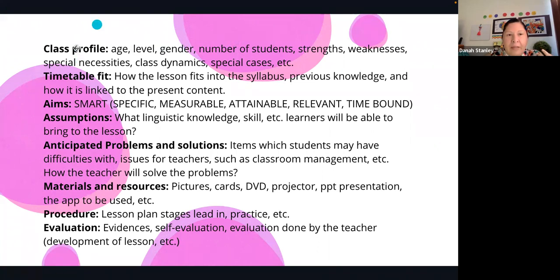So based on this, I am going to be able to choose and design proper activities for the kind of students I have, okay? And I think the assumptions and the timetable fit can probably be included, the aim, of course, the materials, of course, the anticipated problems and solutions, of course.